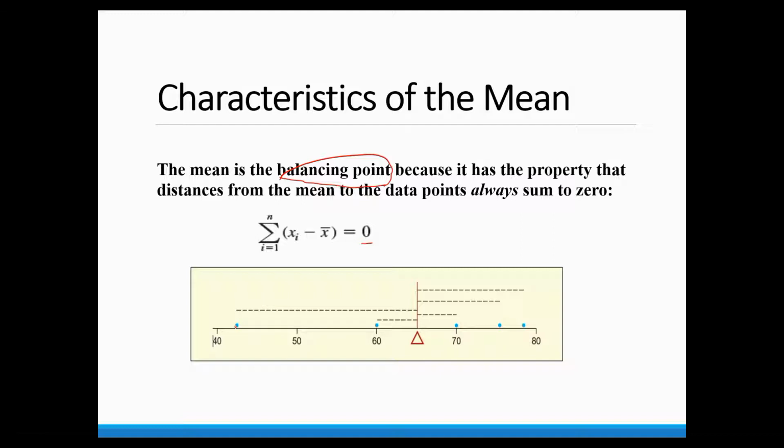So if we summed the difference between 40 and 65, plus the difference between 70 and 65, 75 and 65, 80 and 65, and so on, if we sum all these differences, we will get the value of 0. This is because the mean gives us an estimate, or evaluates the middle point, of our data set.